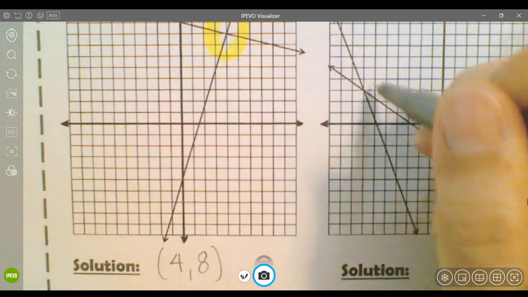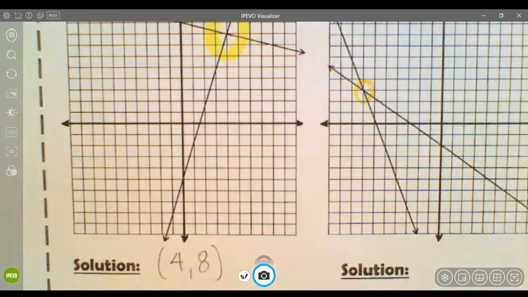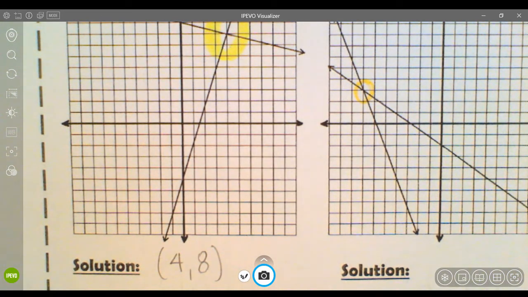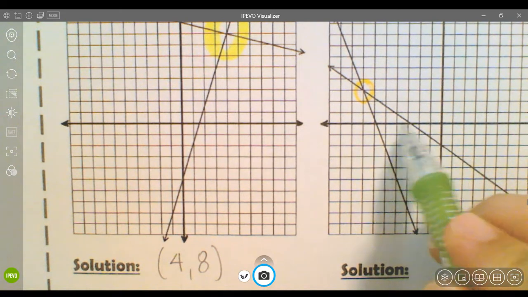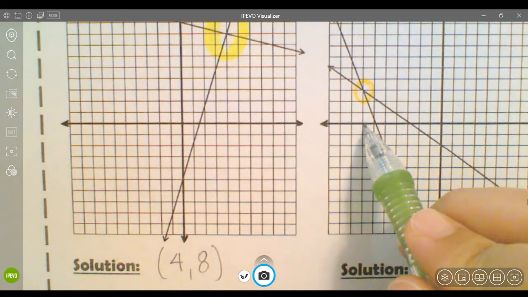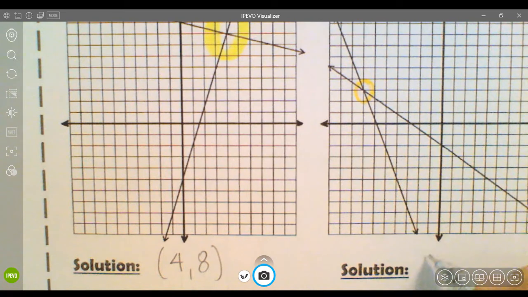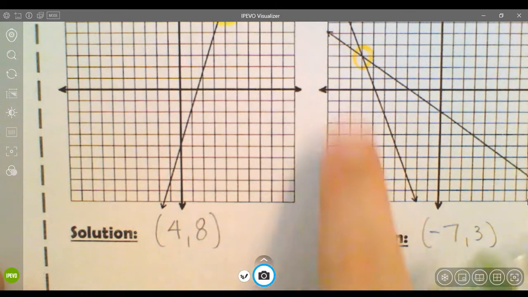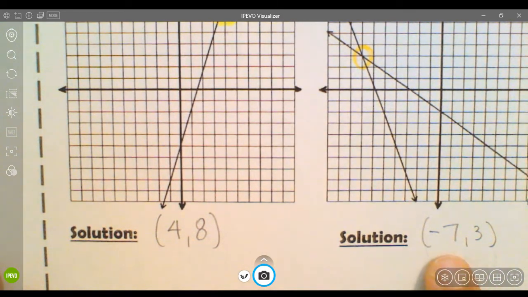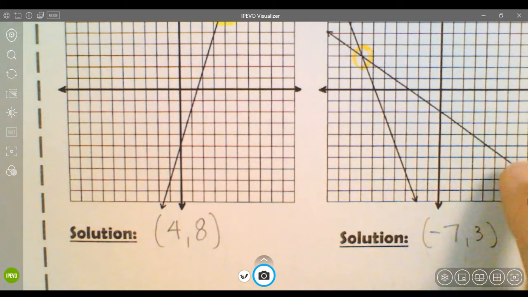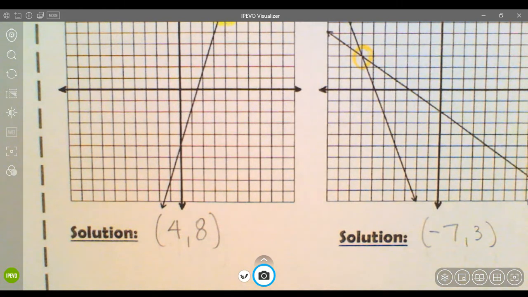And then notice here, what's that ordered pair, that point of intersection? 1, 2, 3, 4, 5, 6, 7. 1, 2, 3. So we went to the left 7, and then we went up 3. So my solution is negative 7, 3. That means when I substitute x equals negative 7 and y equals 3 into the solution, I'll get a true statement. Both of these lines have the ordered pair negative 7, 3.